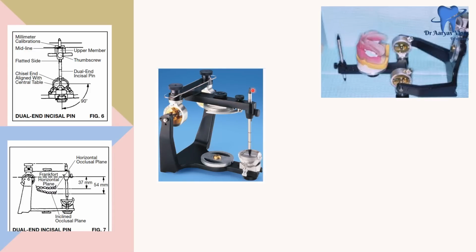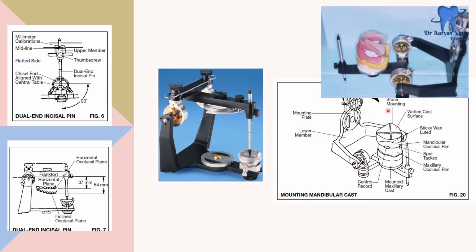So this is the incisal pin, whose chisel edge is aligned with the central table of the incisal gate table. And this is the thumb screw. It helps to adjust the incisal pin. This adjustment places the chisel end at 90 degree in contact with the central table of the incisal gate. It provides the parallelism of the upper member and the lower member.